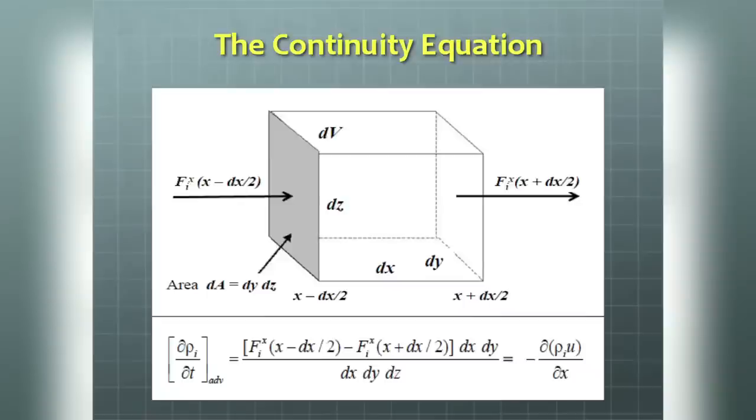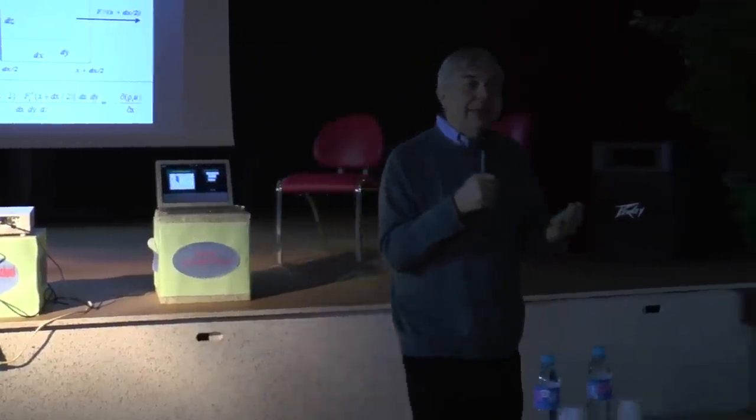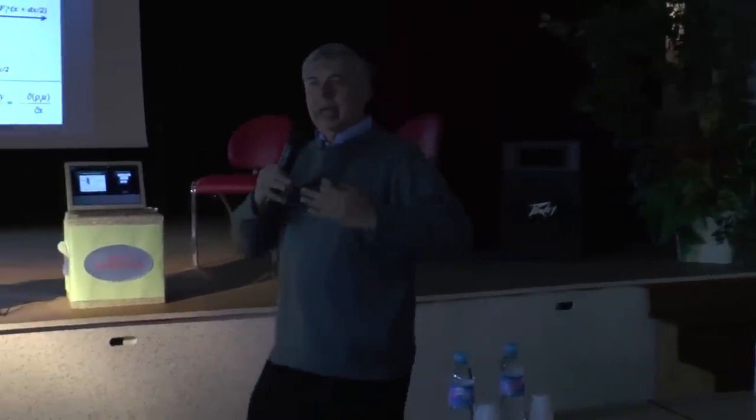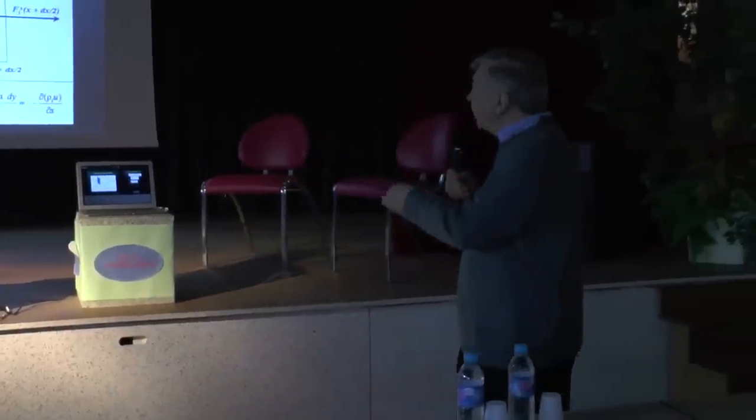By the way, if the flux is constant, nothing changes. As much comes in, as much comes out, and the change in concentration will be zero. But nothing guarantees that the flux will be constant, because we could have formation in the box, destruction in the box, or we could have fluxes coming from other directions. In fact, this is the 1D representation.